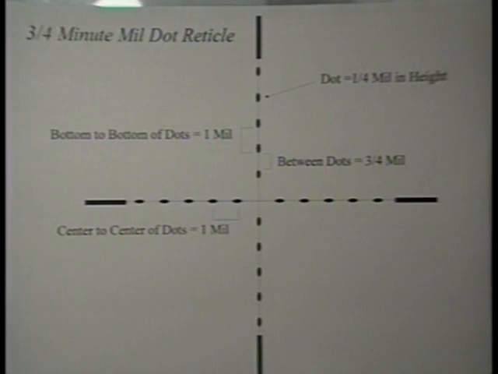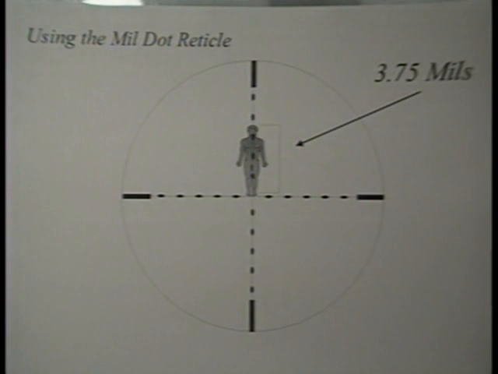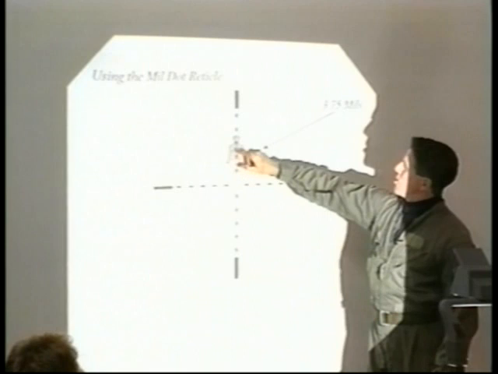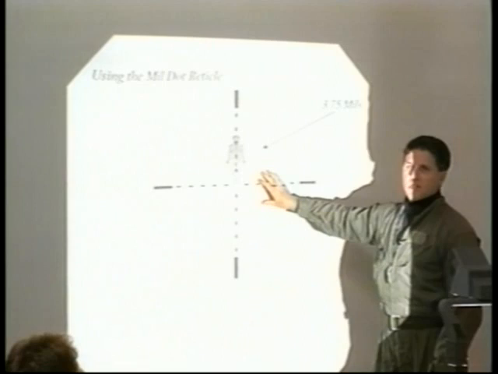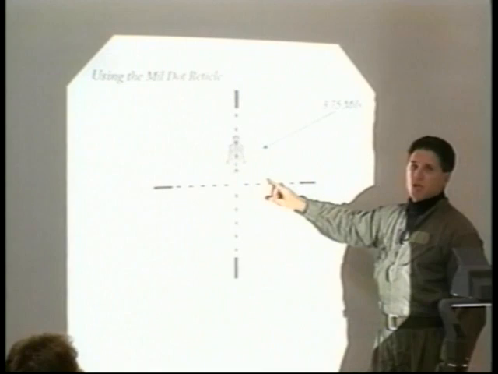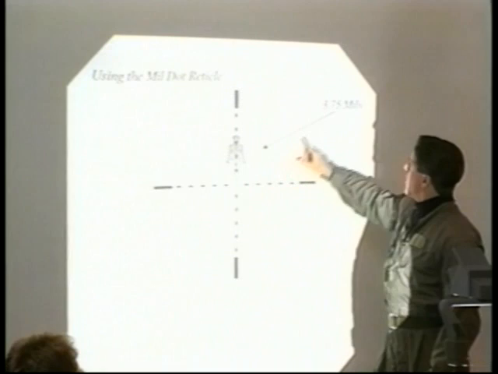Okay, actually using the reticle. I've got a human silhouette out here, and the man is represented at 3.75 mils. Real simple: 1, 2, 3, and about 3/4 of a mil. I want to be very precise when I measure somebody to get accurate range estimation. The further the target is, especially past 600 yards, my milling of the target has to be extremely accurate, because remember, the bullet is starting to drop off extremely fast. Now, important: we're going to come back to this number, 3.75. I want you to jot that down in your notes, and we're going to do a few equations that will help us get a good range estimation.